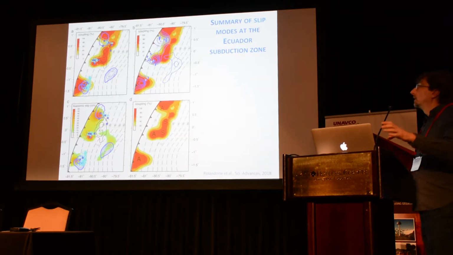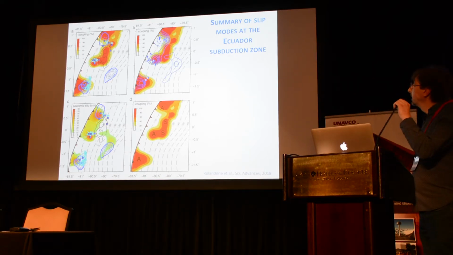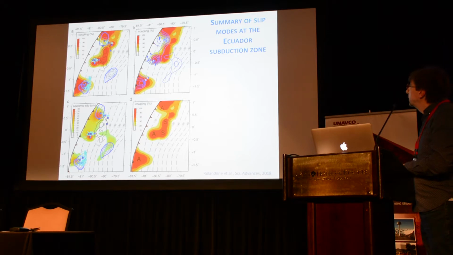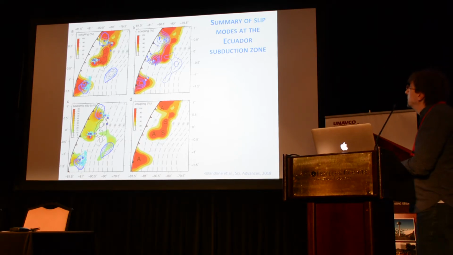So that's the cartoon summarizing our finding. The first one is the information that we have during the interseismic period. From the GPS velocities, assuming constant rate, what we have is some heterogeneity in the interseismic locking. This shows high locking in red.